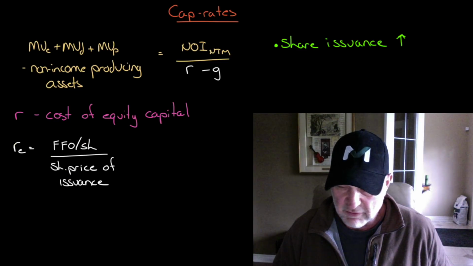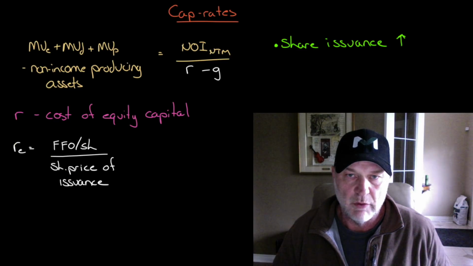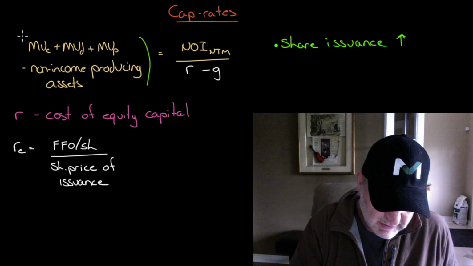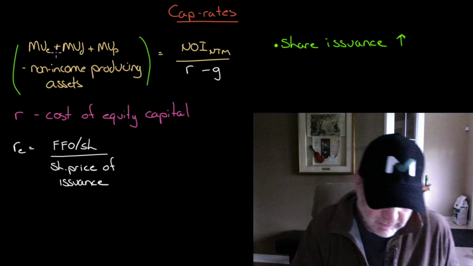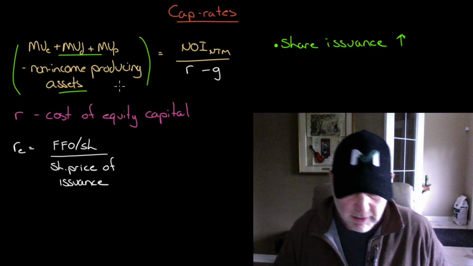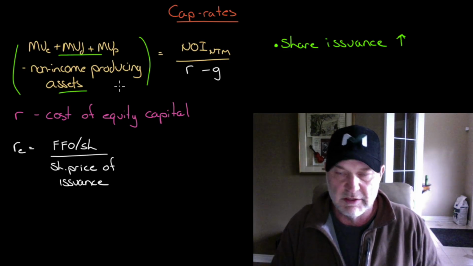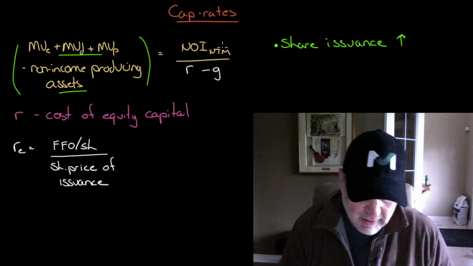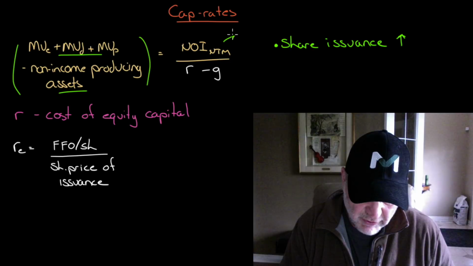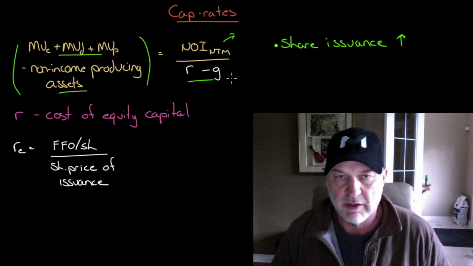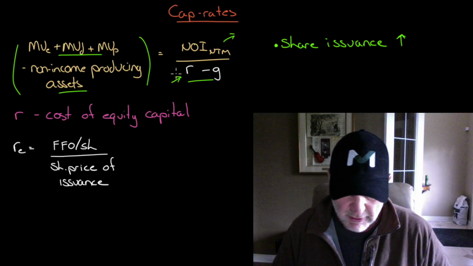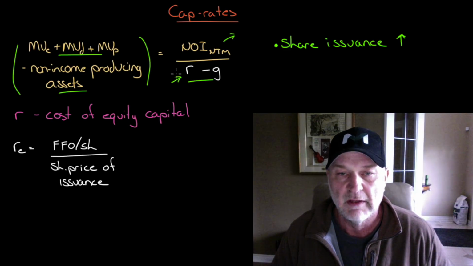Right, let's look at the effective share issuance and how we calculate what our cost of equity capital is here. Again, I've isolated this to one side. Here's the market value of your capital less your non-income producing assets, which is a proxy for the property value of a REIT. It is your net operating income for your next 12 months divided by your cap rate, which is R minus G, and we're looking at the R component here, which is our cost of equity capital.